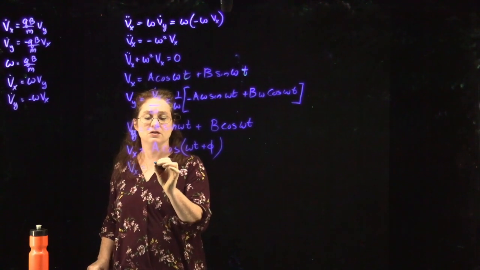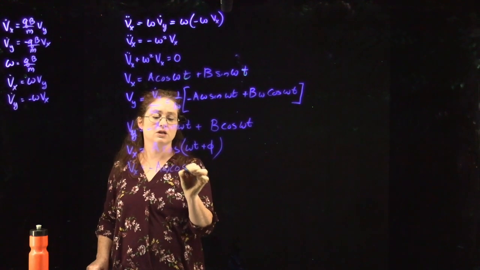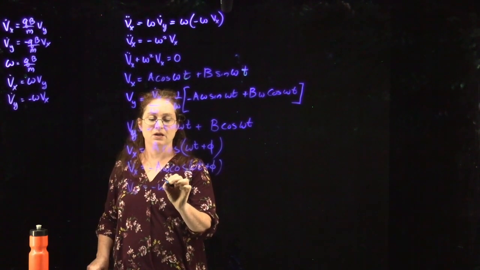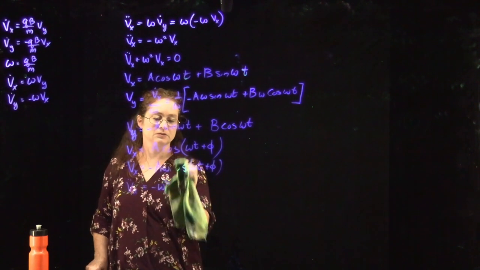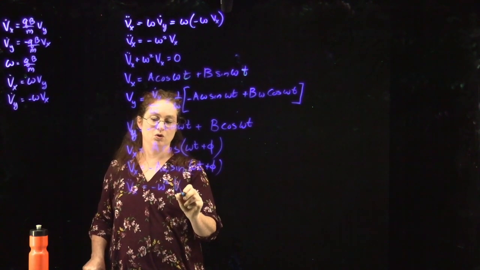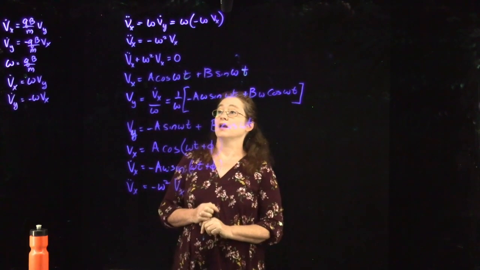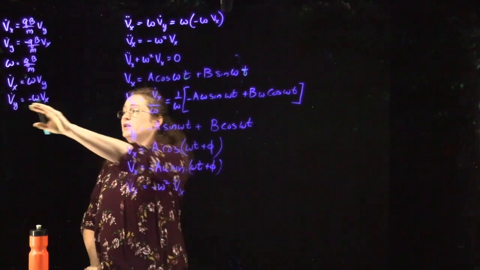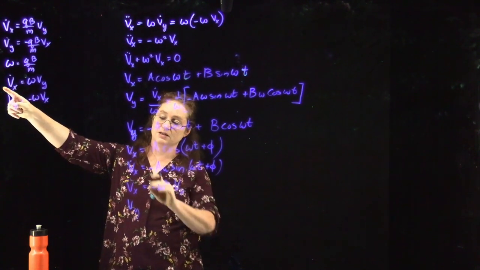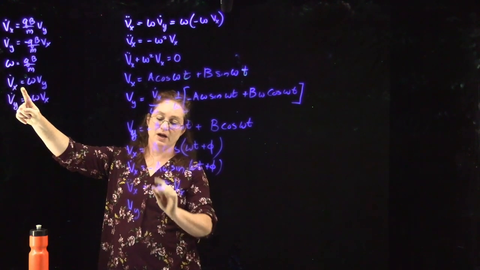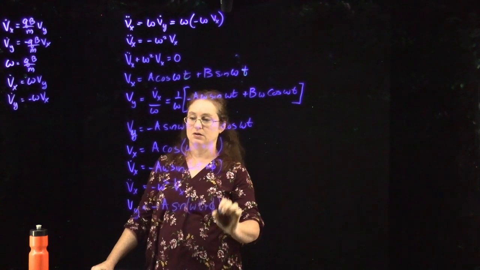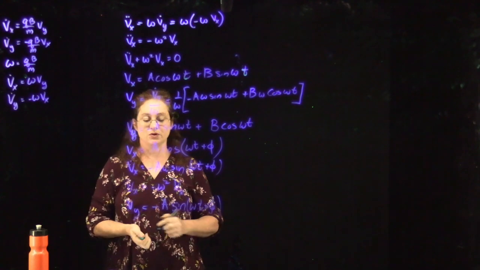Vx dot is negative A omega cosine(omega t plus phi). Vx double dot is equal to negative omega squared A, this should be a sine, negative omega squared A cosine omega t, or negative omega squared Vx, and plug this in, this works. Then when we figure out our Vy, Vy is Vx dot divided by omega, so Vy is negative A sine(omega t plus phi). So the x and y components are exactly out of phase.